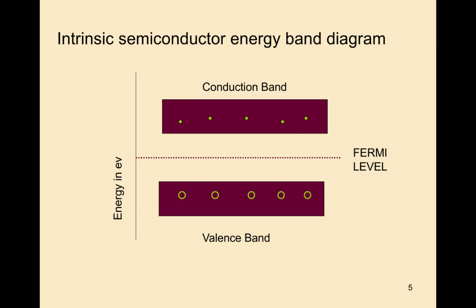Intrinsic semiconductor energy band diagram. The Fermi level is exactly in the middle of these two bands. This is the energy band diagram of an intrinsic semiconductor. The Fermi level lies in the middle.